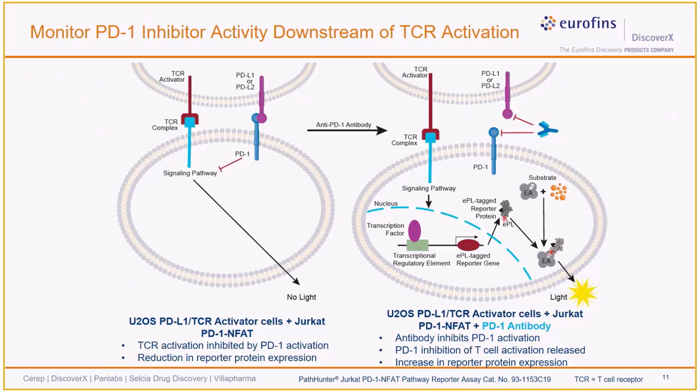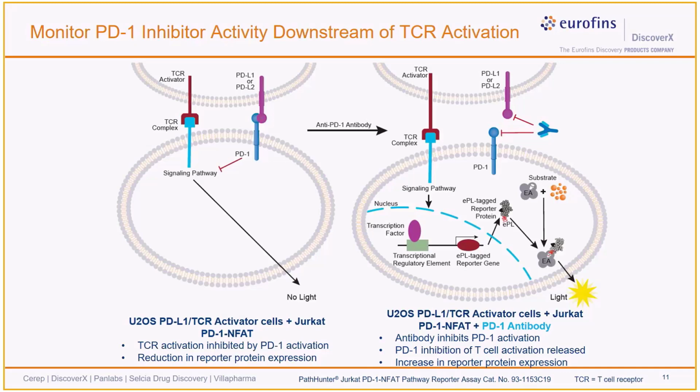PDL1. When the two cell lines are cultured together, some T cell activation is measured, but as shown on the previous slide, it is reduced compared to the co-culture of cells without PD-1 and PDL1 co-expressed. Thus, when an inhibitor of PD-1 or PDL1 is added to the culture, as shown on the right, in this case we're adding an anti-PD-1 antibody, PD-1 activation and its inhibition of T cell activation is blocked, and greater levels of T cell activation are observed as PD-1 inhibition is released.